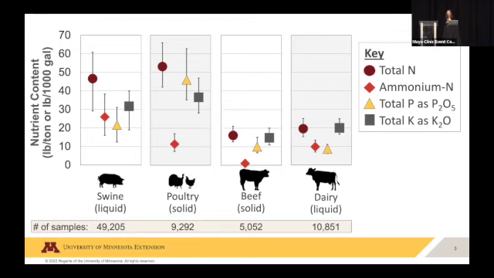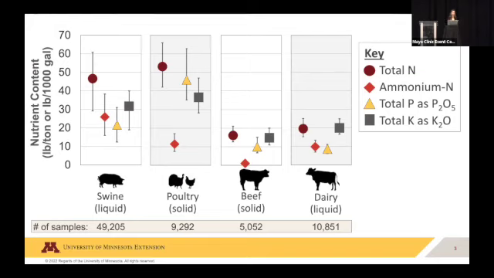So this is really important when you're thinking about nutrient application rates. For instance, if you have a swine liquid and you think you have 60 pounds of nitrogen per 1,000 gallons and you base your nitrogen application rate on that, but you only actually have 30, about half of what you expected, you're going to underapply nitrogen. And it's the same if you have the opposite, right? If you expect lower nitrogen but have more nitrogen, you're going to overapply your manure.